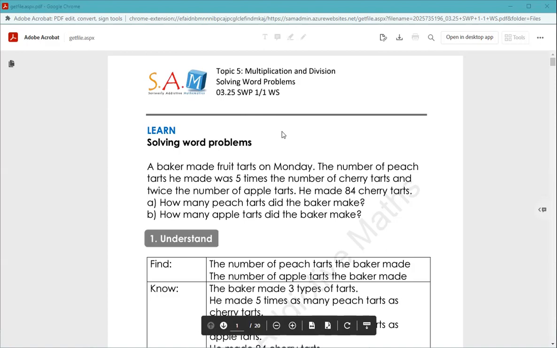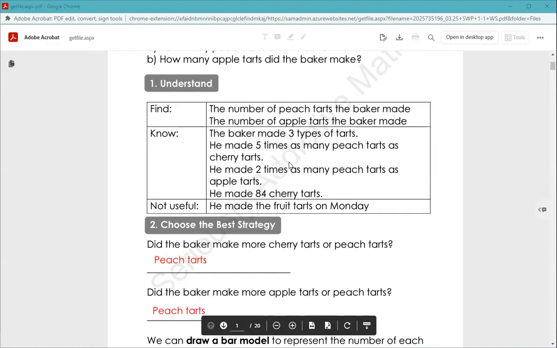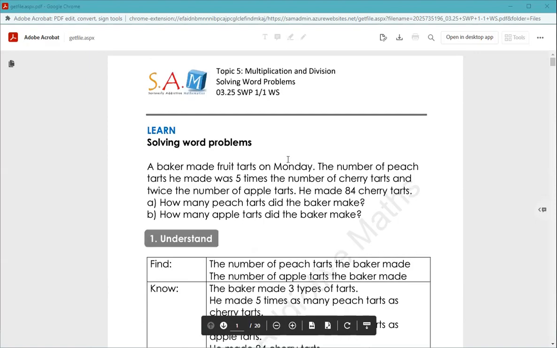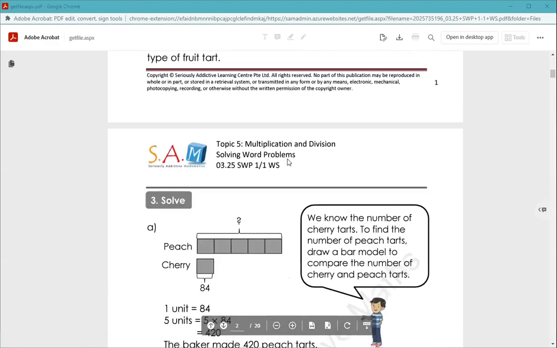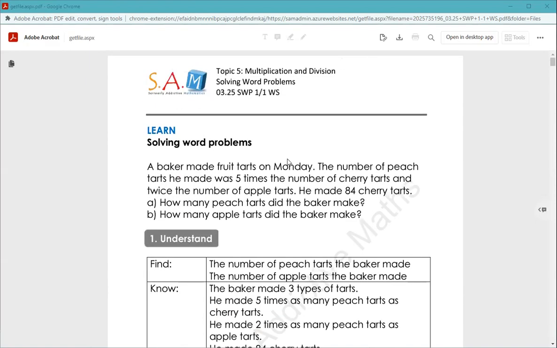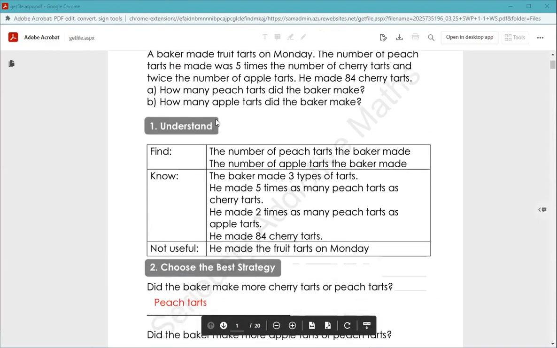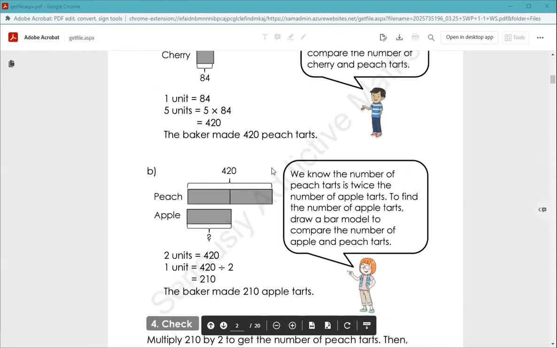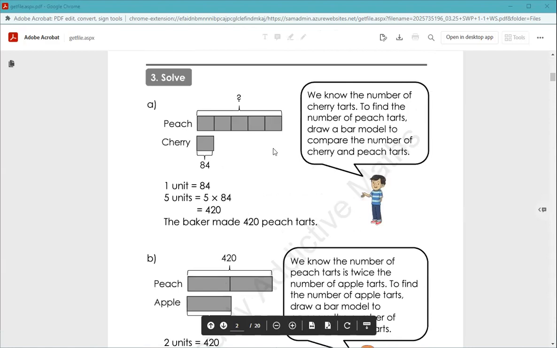Now, typically, a lesson would start with the learn segment. And I've realized that increasingly, it may not be useful to just explain the learn segment to the student, especially when it comes to drawing bar models. Students are just looking at the bar model, which has already been drawn, and it is a bit more challenging for them to understand the process, especially for those who are not familiar with drawing the bar model yet.